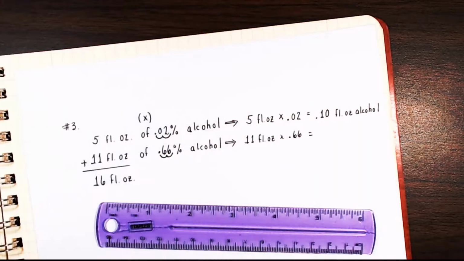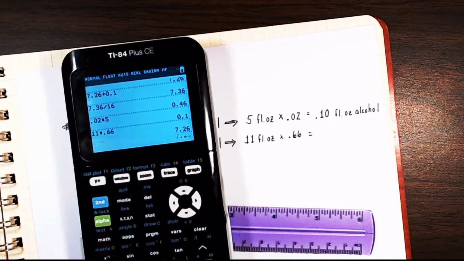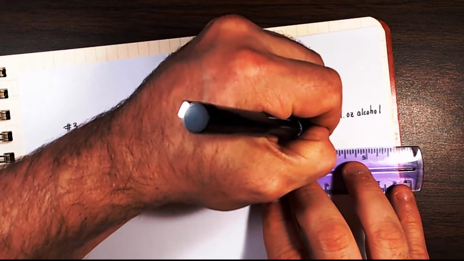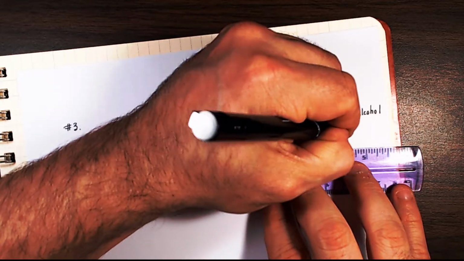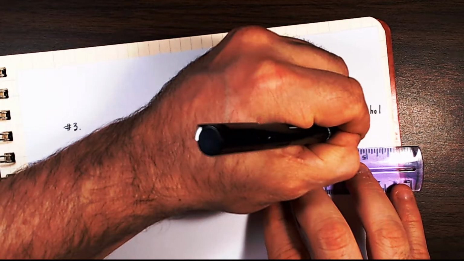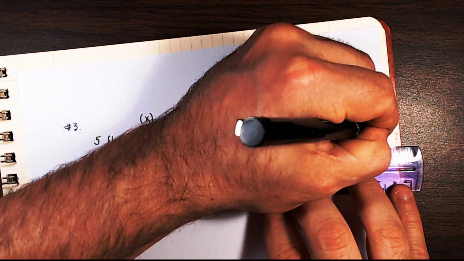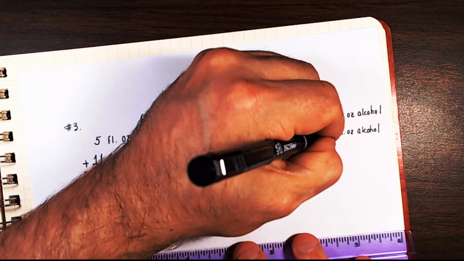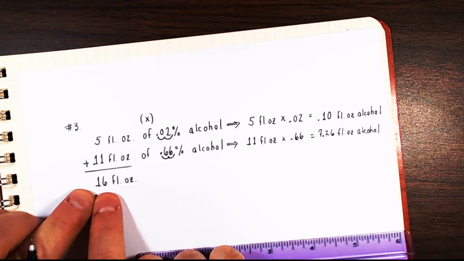So I'm going to multiply 11 times 0.66, and I'll get 7.26. 7.26 fluid ounces of alcohol. The problem wants to know what percent of the total combined liquid is alcohol.